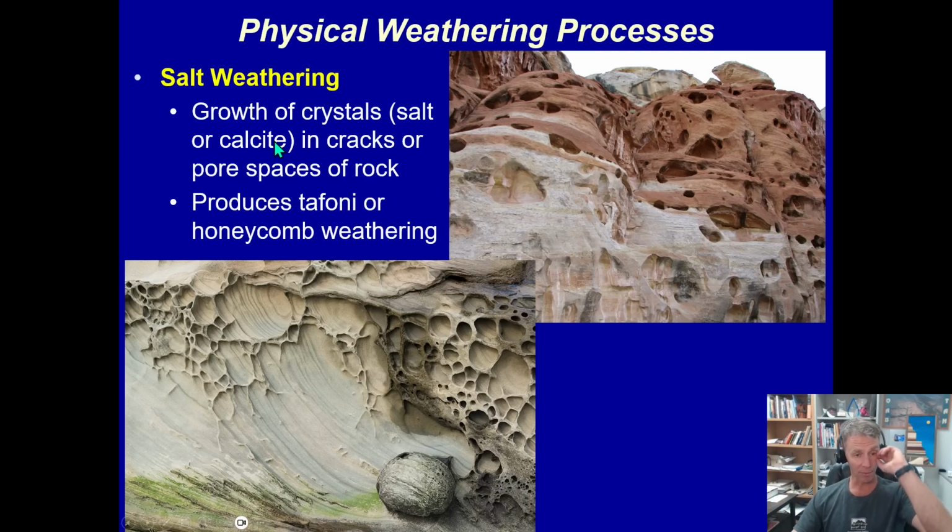But this is when we have either salt or calcite or some soluble mineral that has been transported with water into the pore spaces of the rock. The water evaporates, but as the crystals from that mineral start to grow, it actually breaks apart and splits the rock apart, and it can tend to produce this kind of honeycomb weathering, or it's also called tafoni. It's an Italian word, and this one here I think is from Capitol Reef. A lot of times you see this in coastal locations because you have the salt from the ocean, but even in inland locations you can get this as well.